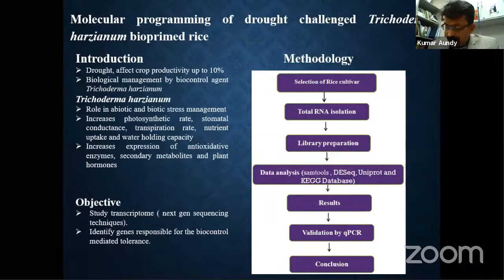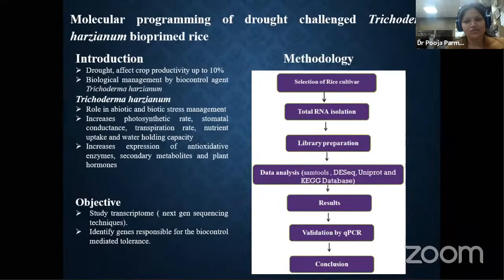Very good afternoon, sir. I'm here to present my e-poster entitled Molecular Programming of Drought Stress and Trichoderma harzianum Bioprimed Rice. Drought, as we all know, is a major constraint to crop productivity and affects rice productivity globally by up to 10%. Hence, to find an environmentally friendly solution, the activity of biocontrol agents has been explored, and its positive effects in biotic and abiotic stress management are well established, as it increases the photosynthetic rate, transpiration rate, nutrient uptake, and water holding capacity.